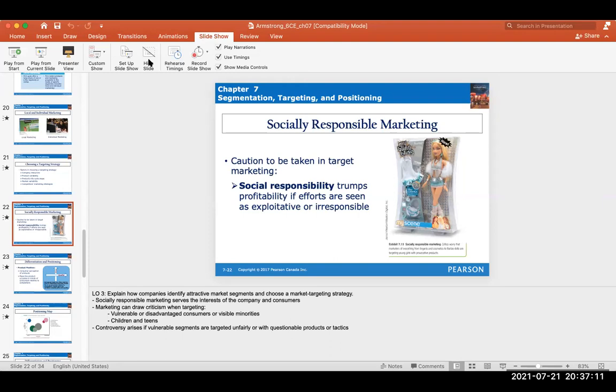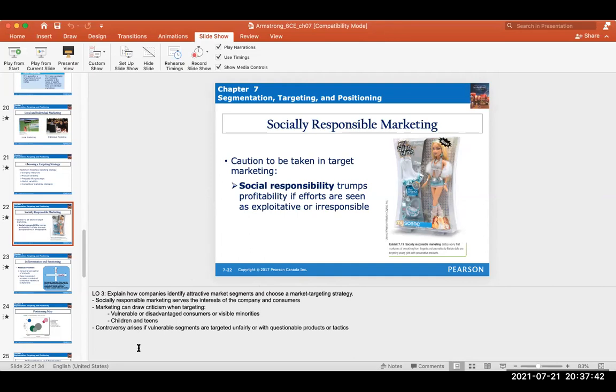All right, one thing I wanted to make mention of, and I'm not fully sharing screen because I want you to be able to see this point. It says, socially responsible marketing serves the interests of the company and consumers. Marketing can draw criticism when, for example, they target vulnerable or disadvantaged consumers or visible minorities, children and teens, and controversy arises if vulnerable segments are targeted unfairly or with questionable products or tactics.